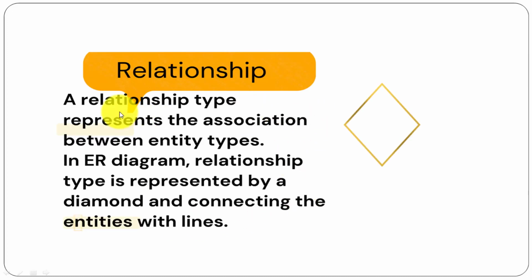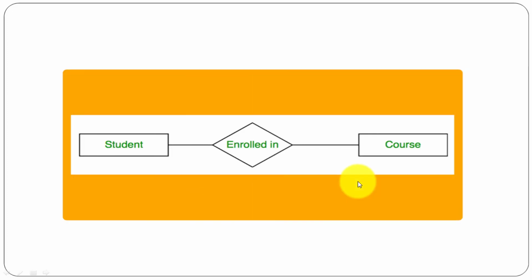Now what is a relationship? Relationship types represent the association between entity types, or the association between two or more entities. That is nothing but a relationship. In an ER diagram, a relationship type is represented by a diamond shape and is connected with lines. So this is one ER diagram. This is the first entity, student, this is the second entity, course, and these entities are represented by rectangle shapes. They are associated with this relationship, represented by a diamond. So student enrolls in course. This is an example of an ER diagram.